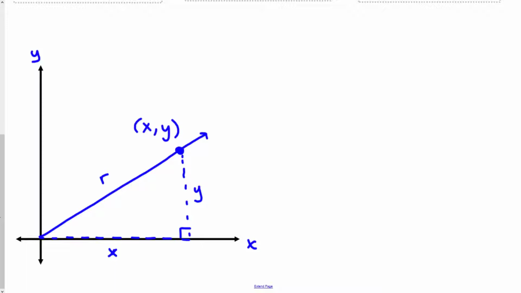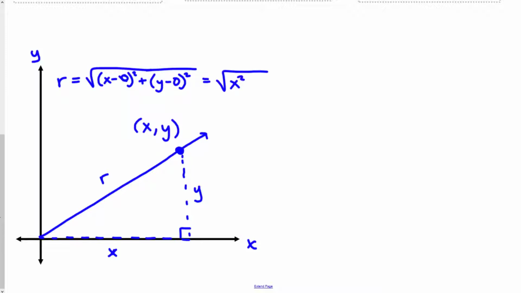So I could say r is equal to the square root of, x minus 0 squared plus y minus 0 squared. So that calculates the distance between 2 points. Or it just simplifies to the square root of x squared plus y squared.